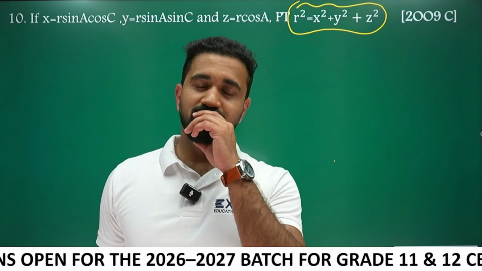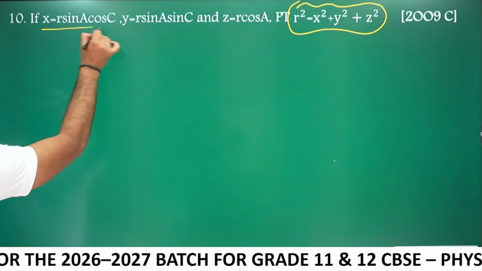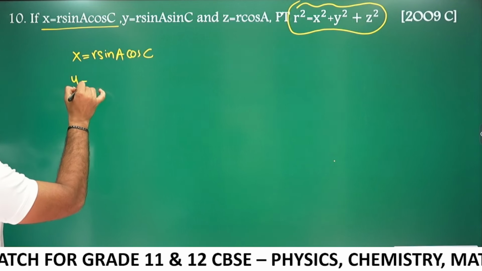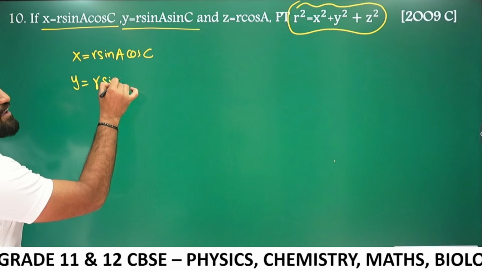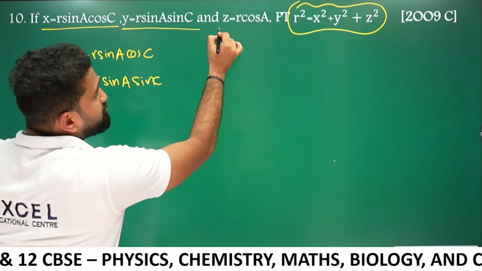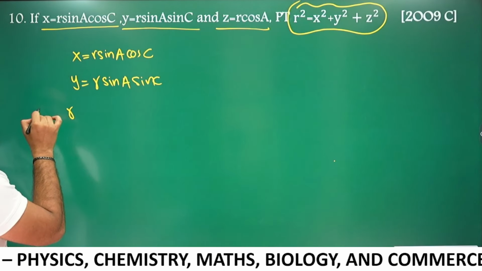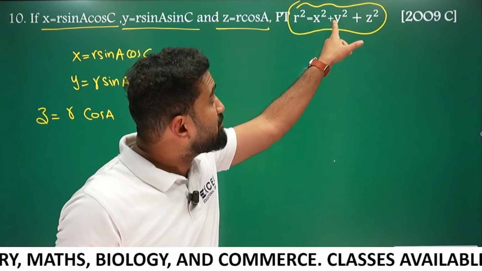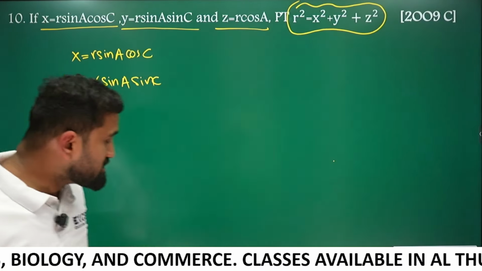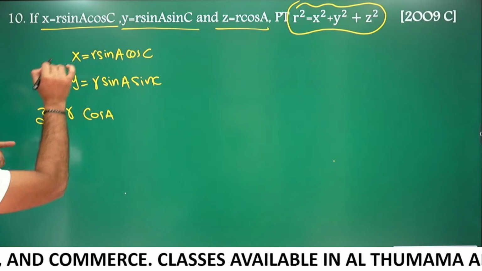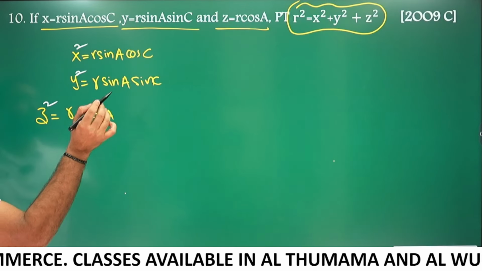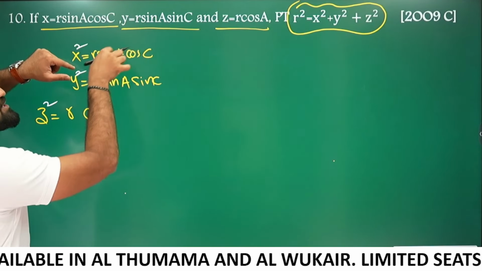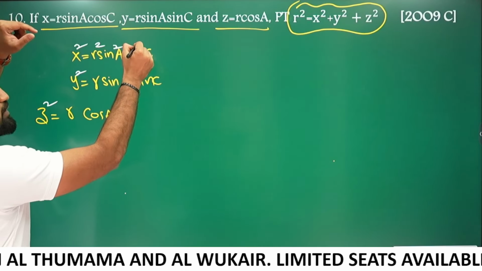Gentlemen, what is the value of x? X is equal to r sine A cos C. Y, r sine A sin C. The value of z, r cos A. Now, you have to keep in your mind that you're playing with x square, y square, z square, which means if x is given, you can find x square, y square, z square, which is the square of this person. Imagine if you're squaring the entire term, the square will be split into each of these terms, so that r square, sine square, cos square.